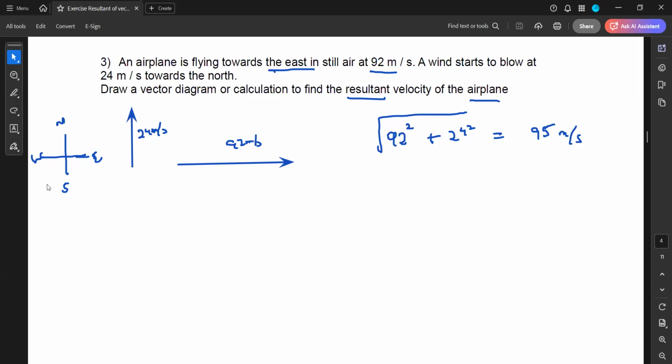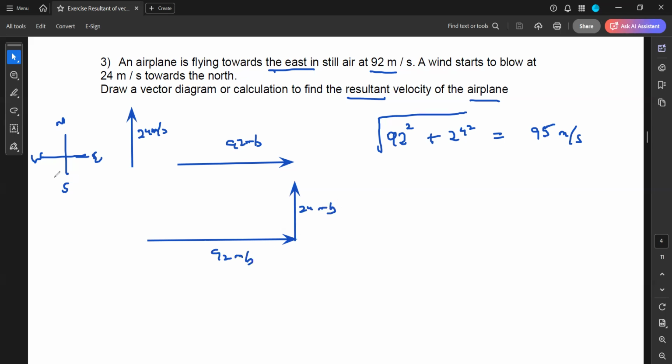The next is we need the direction from east, the direction of the resultant from east. So which vector should I draw first? Is it 92 or 24? Sir, 24. No, sorry, 92. 92, because I need the direction of the resultant from east. The one which is directed towards the east is 92. So I should draw 92 first, and then I will draw 24.